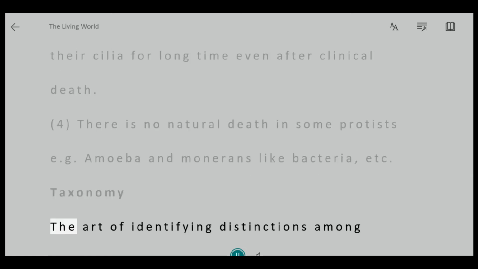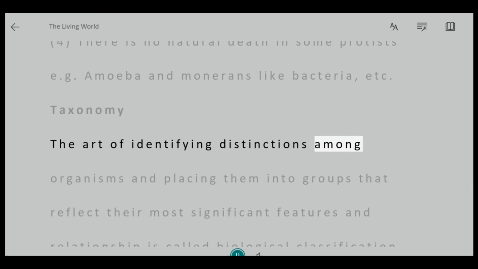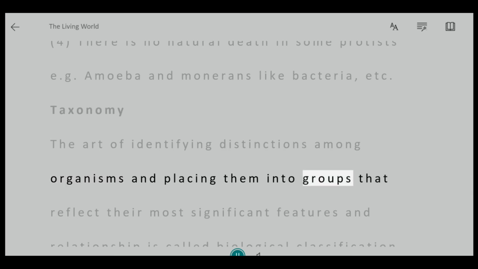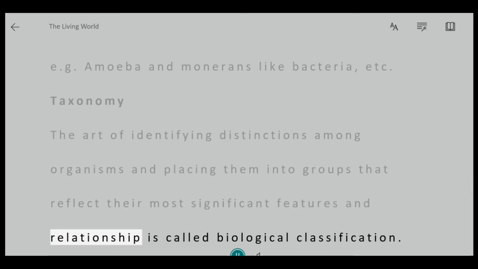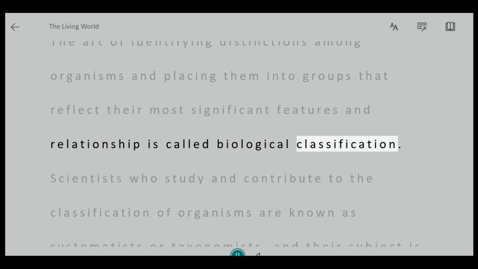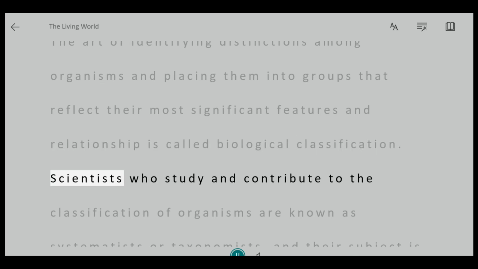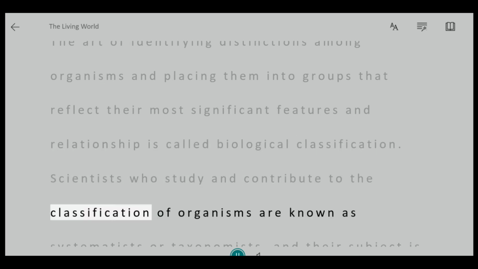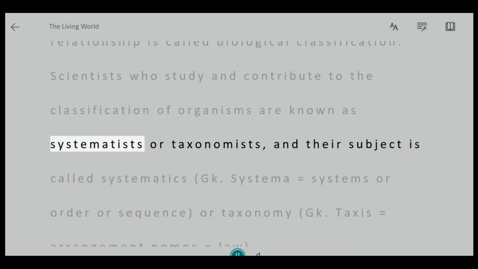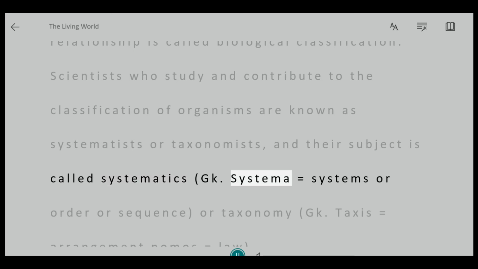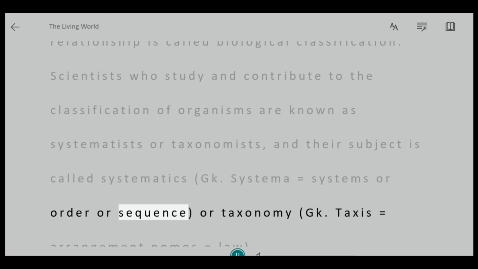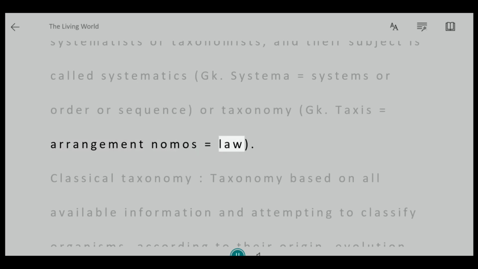Taxonomy. The art of identifying distinctions among organisms and placing them into groups that reflect their most significant features and relationship is called biological classification. Scientists who study and contribute to the classification of organisms are known as systematists or taxonomists, and their subject is called systematics, Greek systema equals systems or order or sequence, or taxonomy, Greek taxis equals arrangement, nomos equals law.